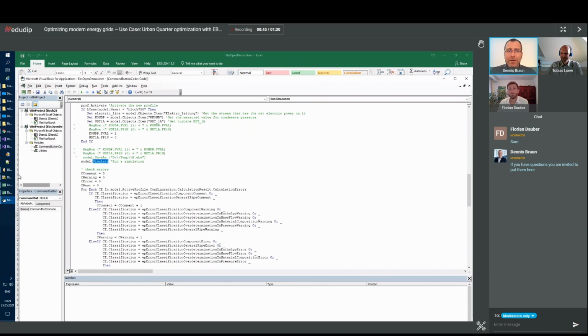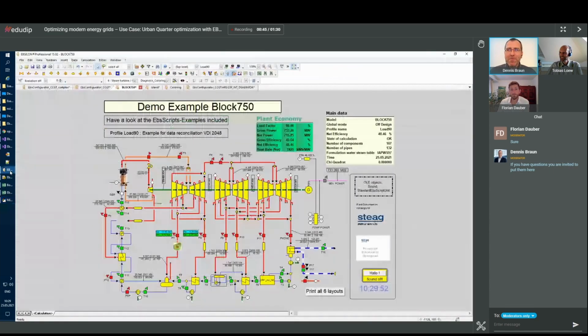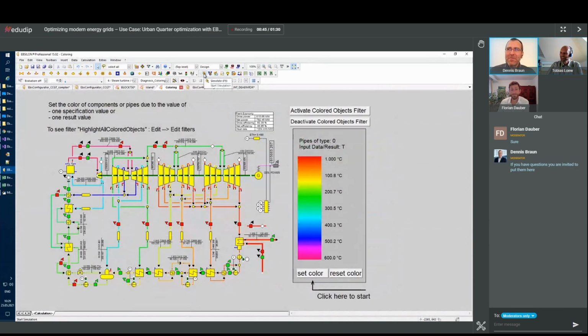And now everybody knows why we showed the easy example before. It can get very difficult pretty fast, but of course you are invited in the training. You say, well, I have this thing in my mind. I want to do this kind of calculation. What do I need? Should I just use EBSILON like that? Should I use the Excel interface? Should I use time series?